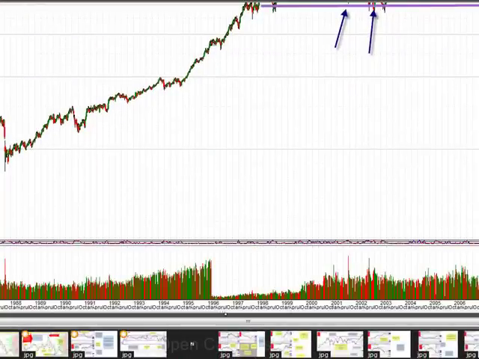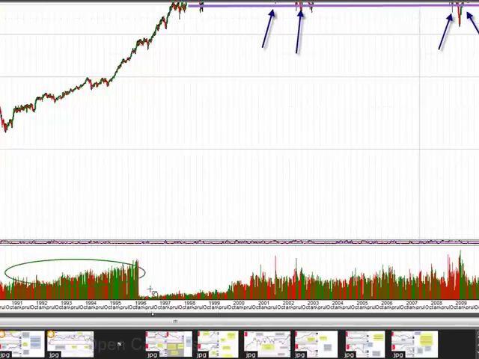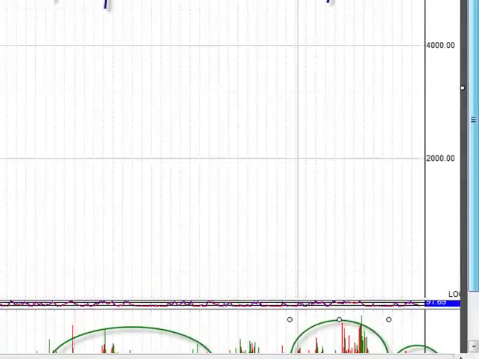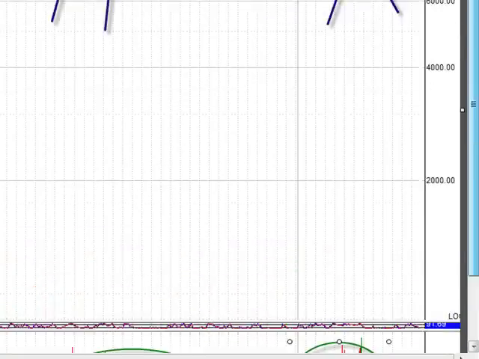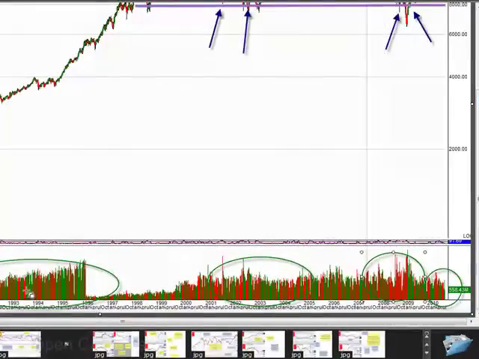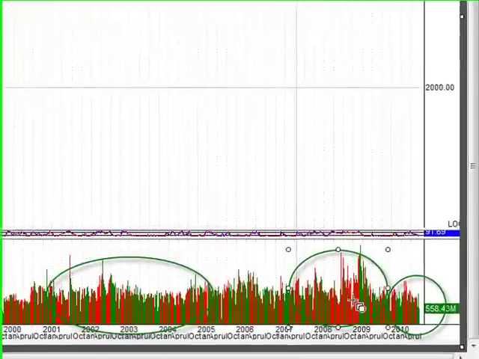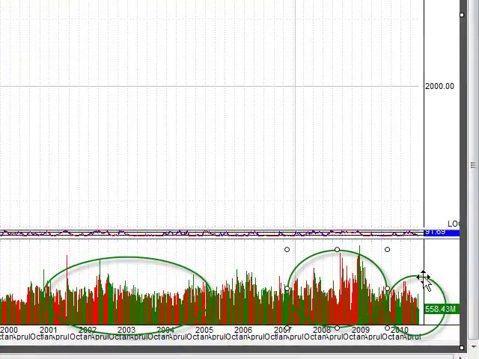A few other things to note on this. If you look down here, look at the times that we've run up in the market nicely. The volume's been much bigger. All those moves up, you can see the volume was much larger. In this case right now, we've been coming up on lighter volume. That's one thing to note as well.